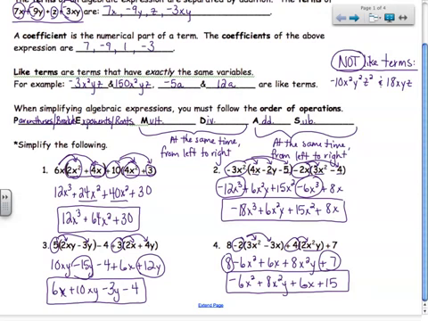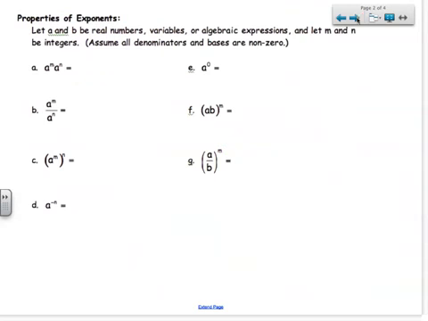Okay, let's look at the next part of the notes. This is a review for the properties of exponents. So it tells us to let a and b be any real numbers, variables, or algebraic expressions, and let m and n be integers. Remember, integers are positive and negative whole numbers, and 0. Assume all denominators and bases are non-zero.